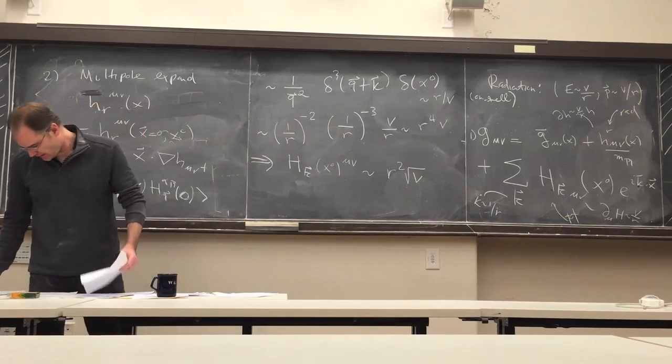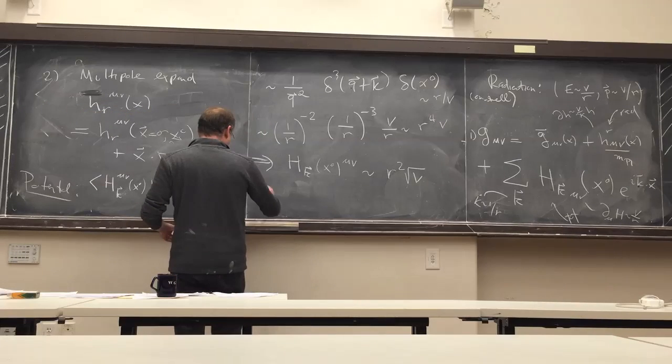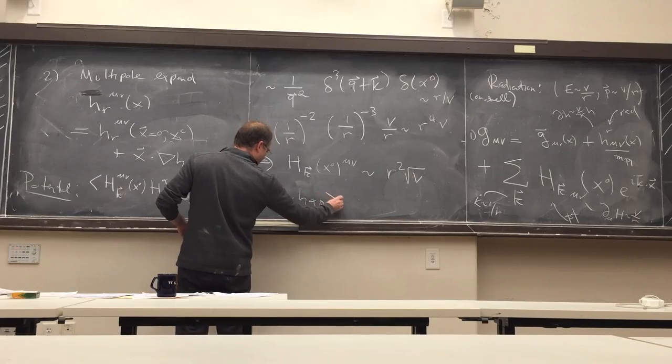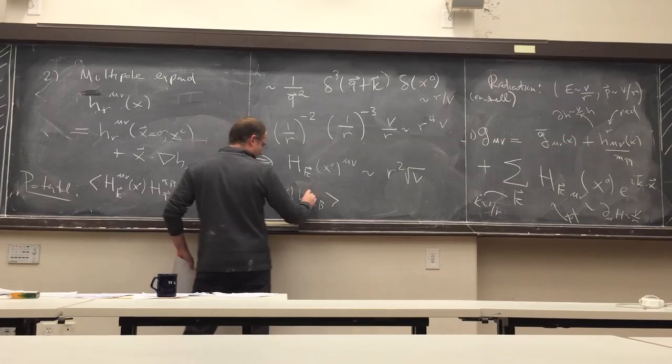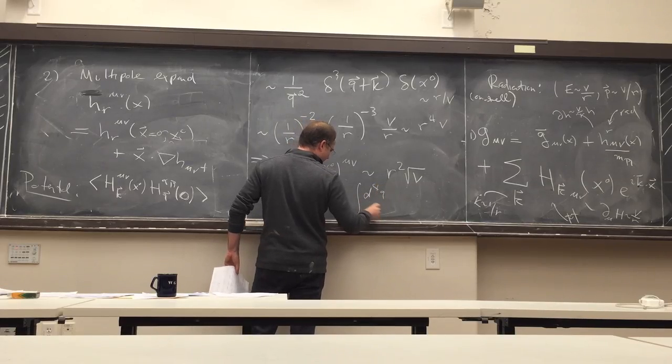You do a similar thing for the radiation. So the radiation is just a standard massless propagator. So in x space, you write it as a Fourier transform.